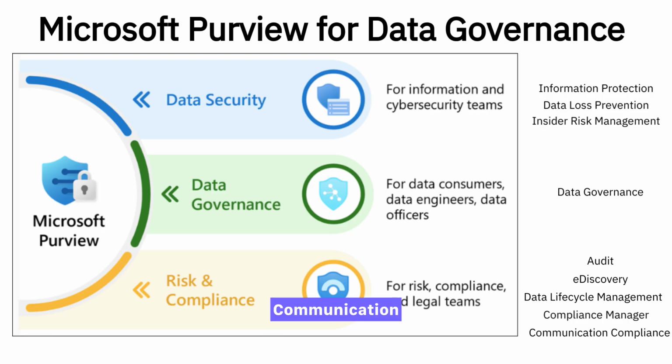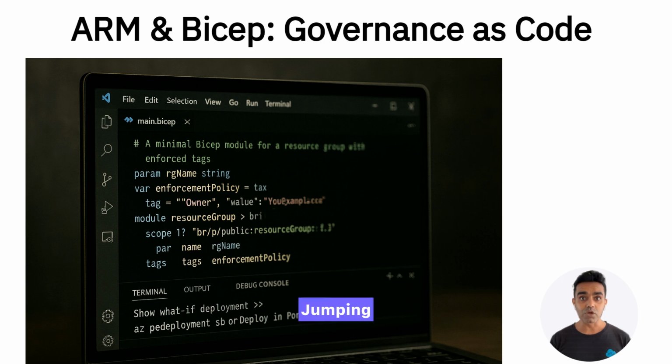manager, and communication compliance. Jumping to another topic for today: ARM and Bicep. To make governance repeatable, always use infrastructure as code. It helps you in the long term. ARM templates define infra and configuration in declarative JSON format, and are idempotent, meaning they can be applied multiple times without changing the outcome beyond the initial application.